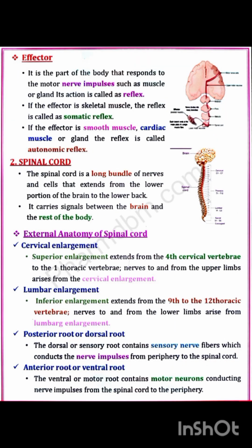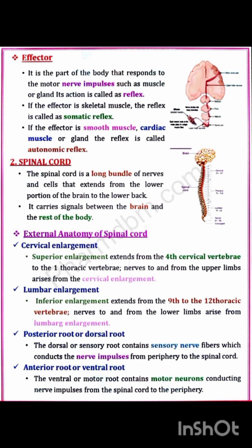Effector. It is a part of the body that responds to motor nerve impulses, such as muscle or gland. Its action is called reflex. The effector is skeletal muscle. The reflex is called somatic reflex. The effector is smooth muscle, cardiac muscle or gland. The reflex is called autonomic reflex.